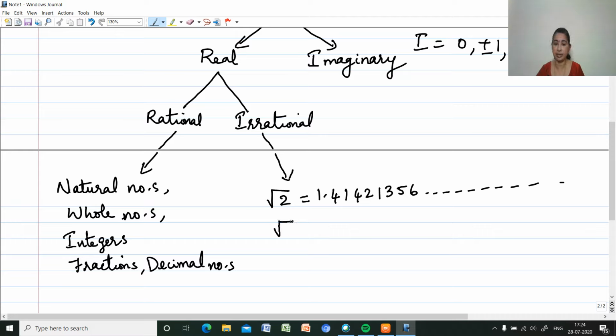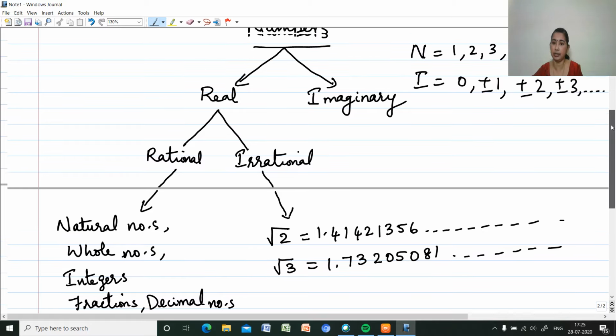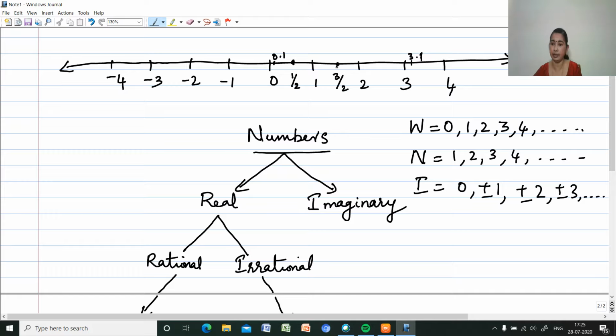Another example of an irrational number is root 3. Root 3 value is 1.73205081 etc. That is also never ending, non-terminating, and non-recurring. Non-recurring means the same values do not come in the same order. So these are irrational numbers. Rational numbers and irrational numbers together can be represented on the number line. On this line we can represent both rational and irrational numbers.